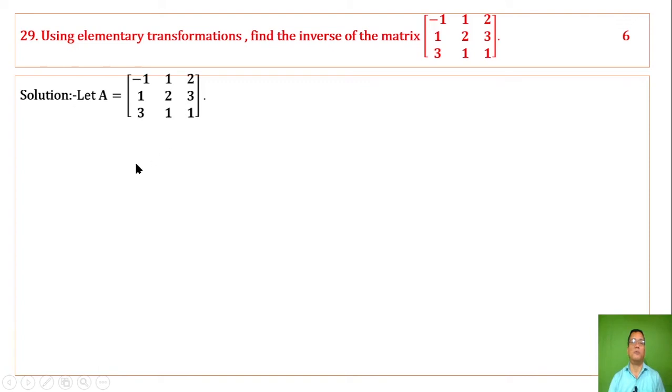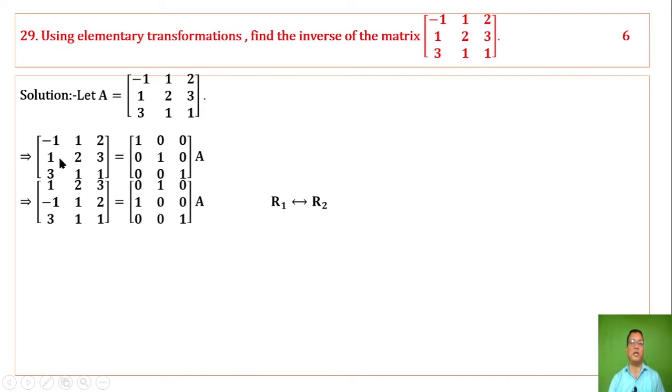Let A equal to the given matrix. We have A equals I into A. Replace I with the unit matrix of third order. Interchanging the first row and the second row, we get this.